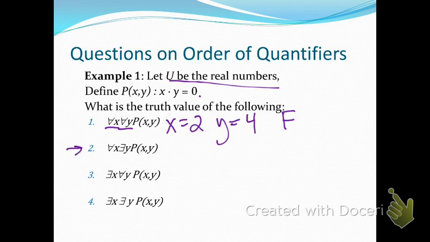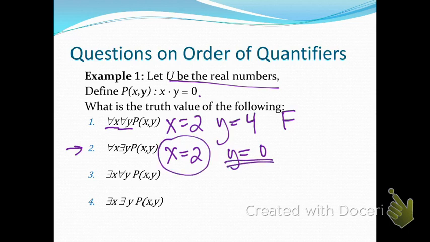Now let's look at 2. For all x, there exists a y. Is this a true or false statement? For all x, let's say x is equal to 2, there is a y. That y happens to be 0, and that will make this true. So any x I choose, the particular y that exists is 0. So this statement is true.